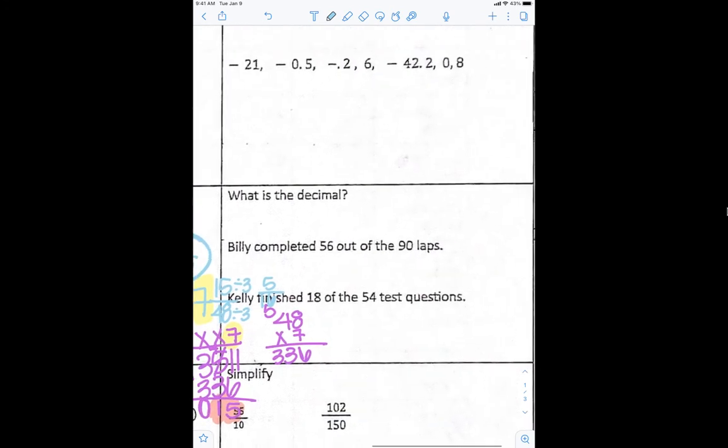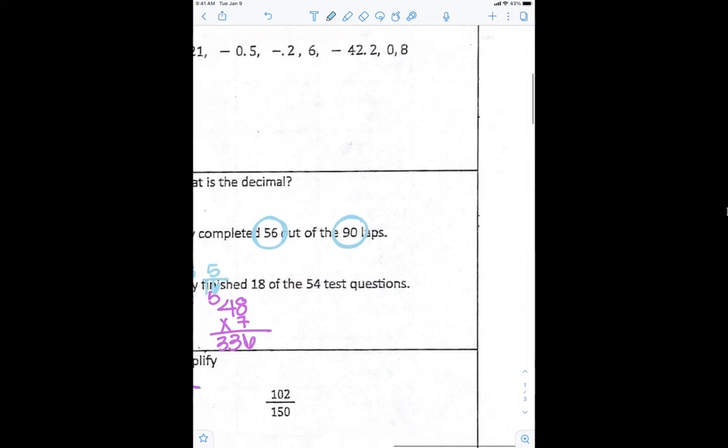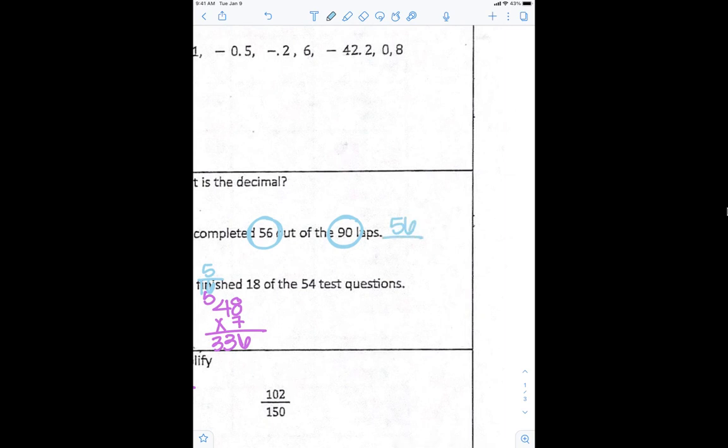Okay. So 56, we're in math class, circle it. Out of the 90, we're in math class, circle it. So I'm going to make a fraction first. Always make a fraction and then we'll go from there. So I've got 56 over 90.